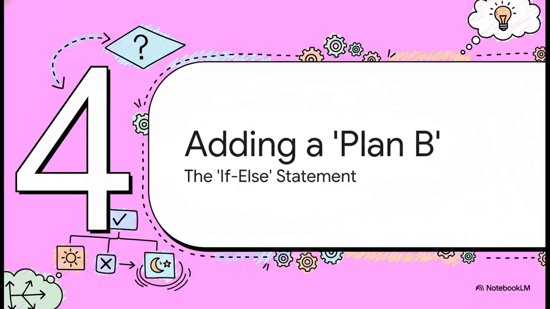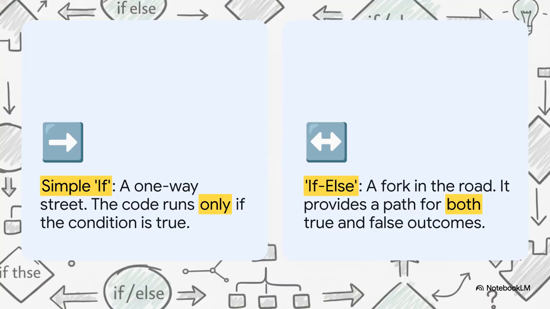This brings us to adding a plan B. Our program is a little limited right now. We really need to give it a backup plan for when that first condition is false. And this is where the amazing if-else statement comes into play. Just look at the difference here. On the left, you've got our old one-track mind code. But on the right, we've added one single incredibly powerful word, else.